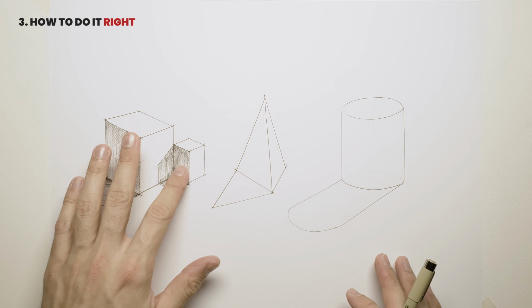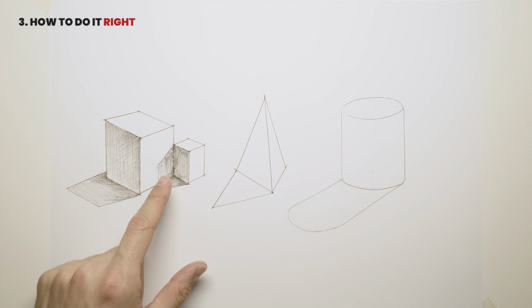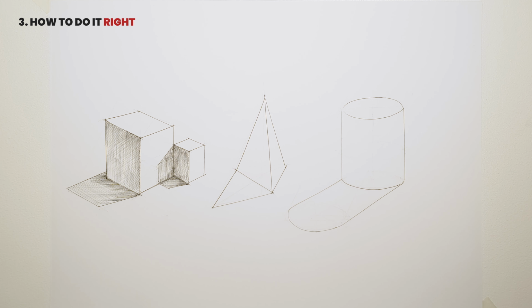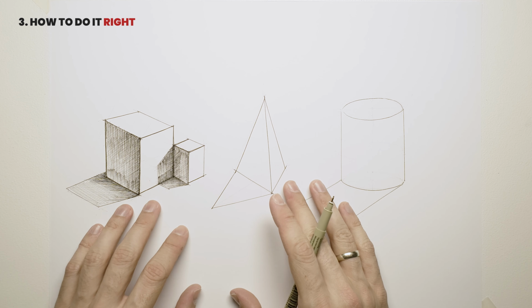I started to build the depth of this drawing, darkening the corners and the edges that lay inside in a shadow. And now I'm going to use some slightly thicker line to emphasize them a little bit more. I think that's it for now.